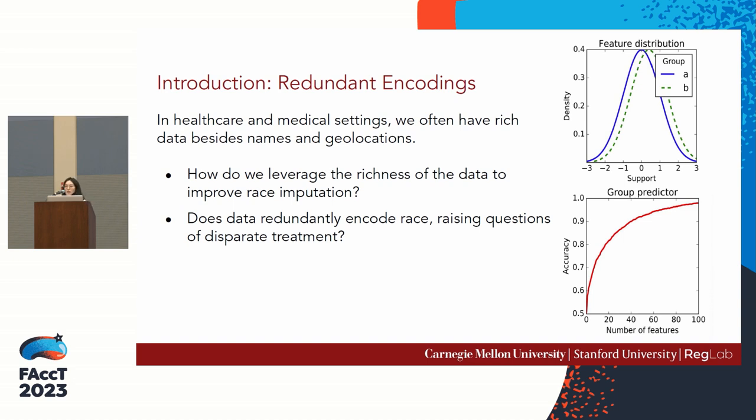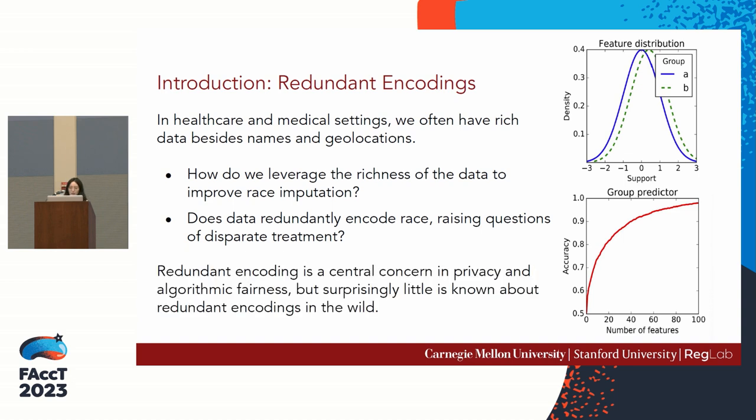that is the question of redundant encodings. So in the textbook example, if we have a feature set, with features that are each correlated with sensitive attributes such as race, as the size of the feature set increases, the probability that the classifier will accurately classify race increases and approaches one. So this notion that the bigger the data, the higher the risk of redundant encoding is a central concern in privacy and algorithmic fairness. However, we know very little about this problem in practice.